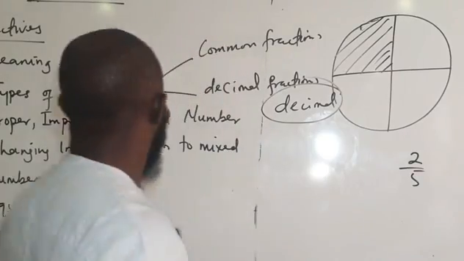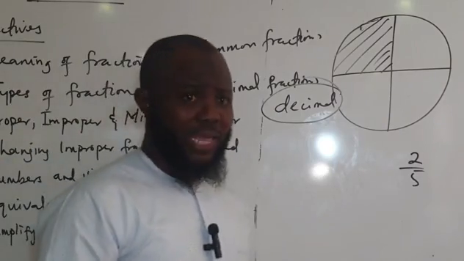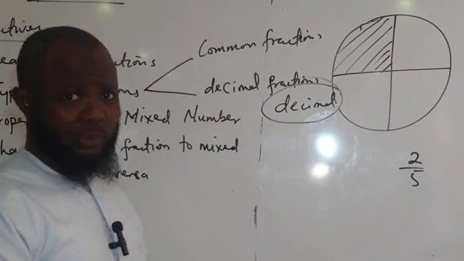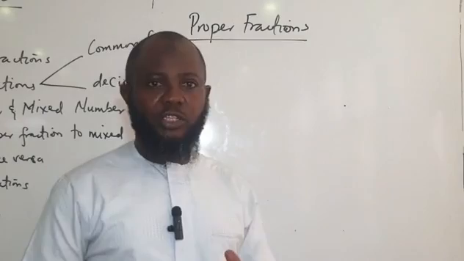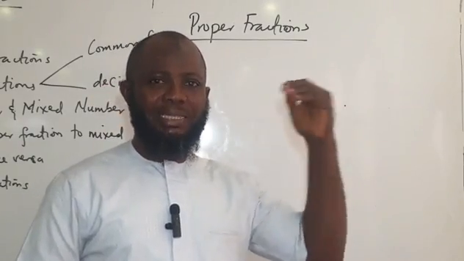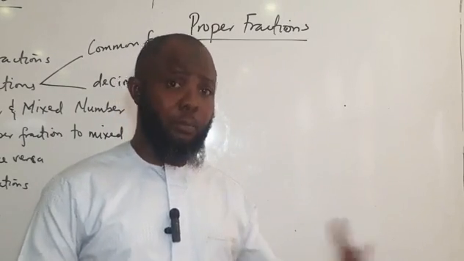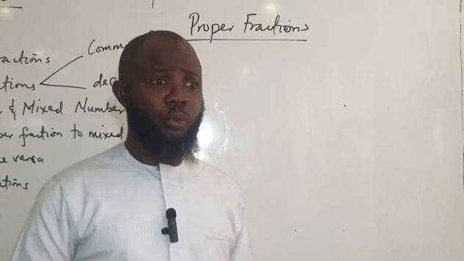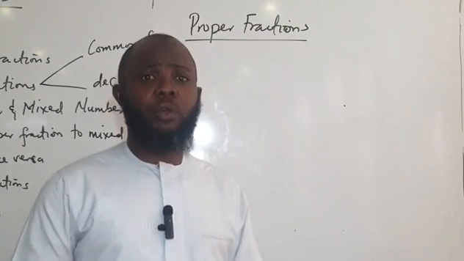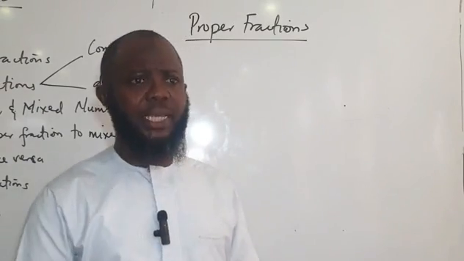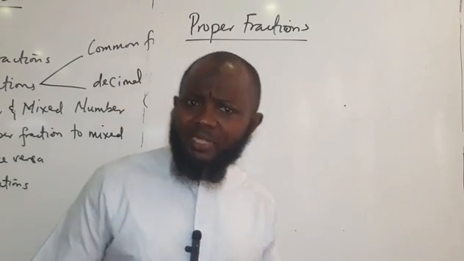Hope that is clear. So we now move to proper, improper, and mixed number. That's the next thing we're going to look at. Let's start with proper fractions. Proper fractions are fractions whose numerator is less than the denominator. When we say something is proper, it means that it is appropriate. It is appropriate for us to put something small on top of something big, but it's not proper for us to put something big on top of something small. Let's say, for instance, putting a refrigerator on top of a DVD player. What do you think will happen to that DVD player? It will what?